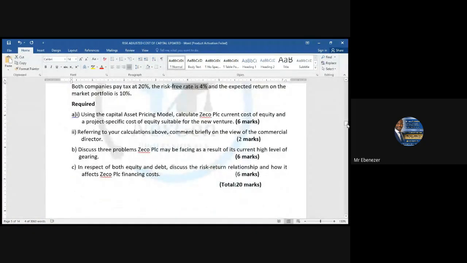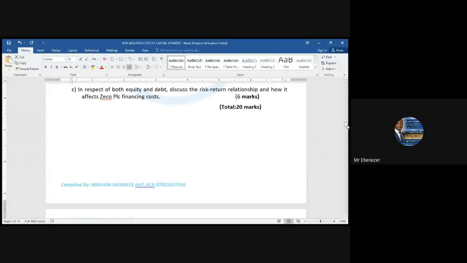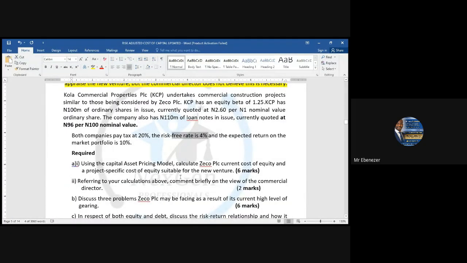So the first required is to calculate, using the capital asset pricing model, the normal cost of capital, the current cost of capital without risk, the usual KE that we know. Then we will now determine a project specific cost of capital suitable for the new venture. 6 marks.